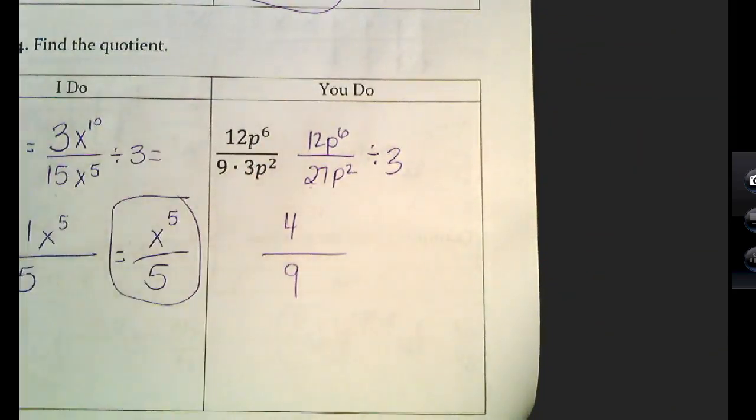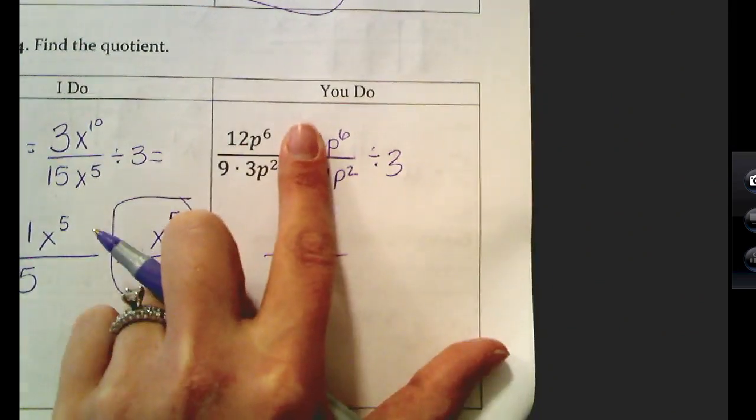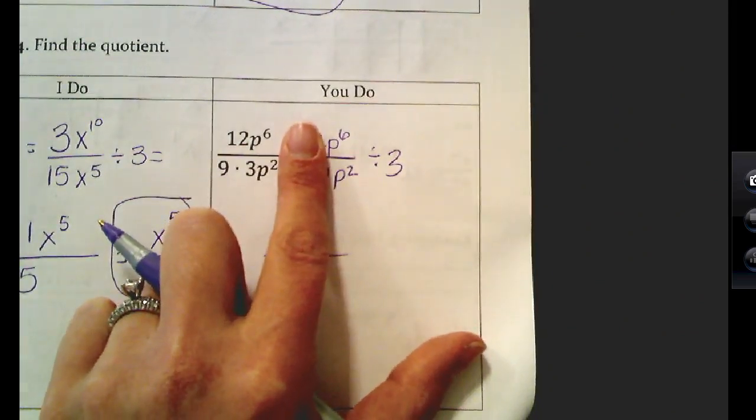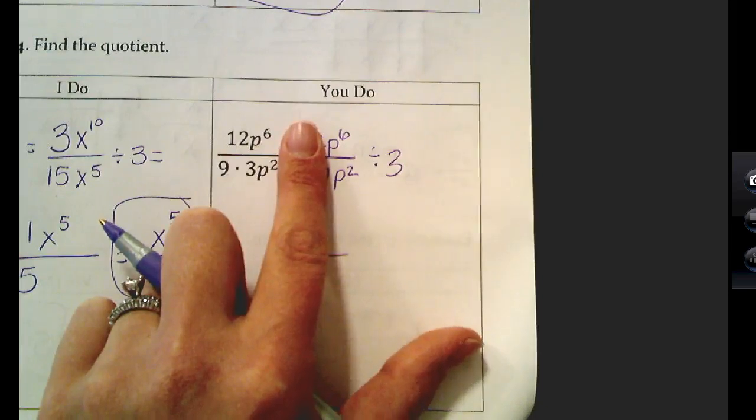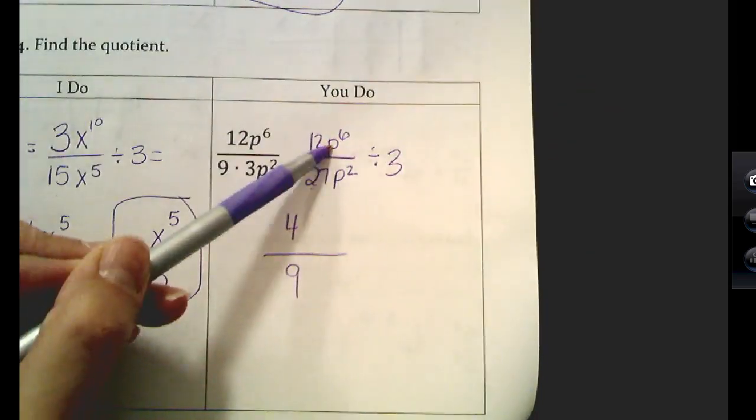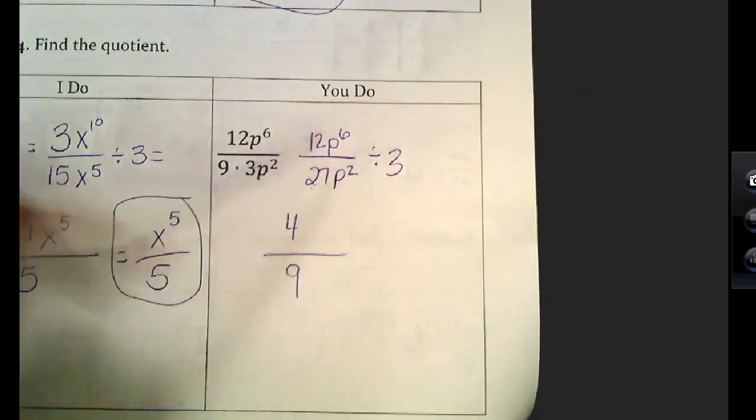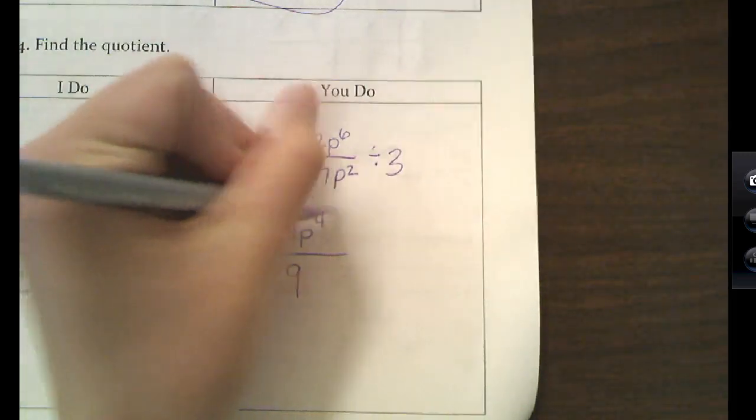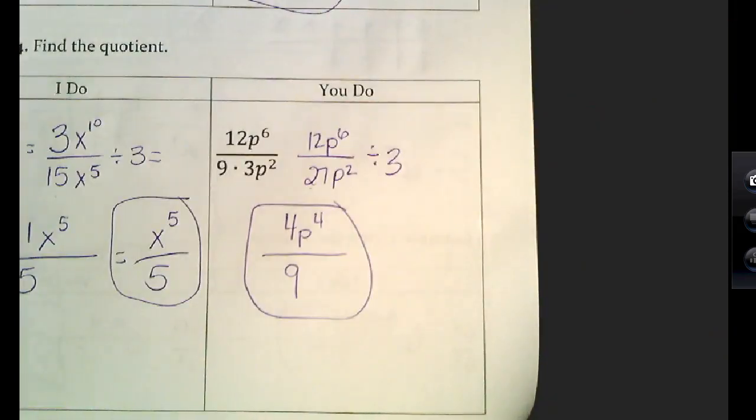Now take your finger and cover up the numbers, and let's just look at the variables. P to the 6th power divided by p to the 2nd power. P to the 4th power. Very good. Did we have more p's in the numerator or denominator? Numerator. So they end up in the numerator. 4p to the 4th divided by 9.